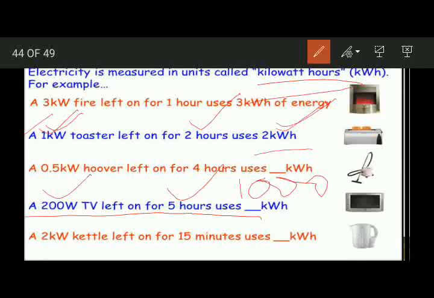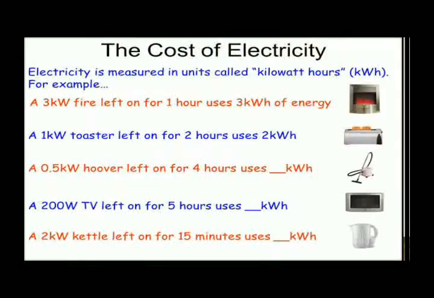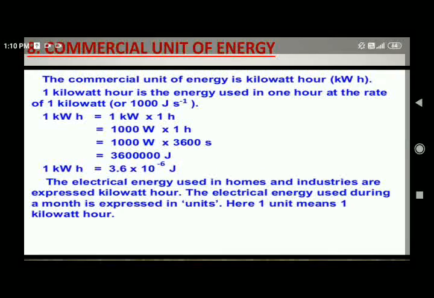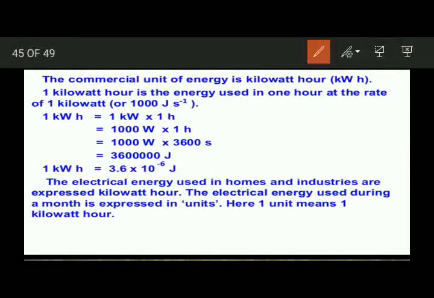A 2 kilowatt kettle left on for 15 minutes. We convert 15 minutes into hours by dividing by 60 and we get 1 by 4, or 0.5 kilowatt hour. So we can define the commercial unit of energy as the kilowatt hour. 1 kilowatt hour is the energy used in 1 hour at the rate of 1 kilowatt. It means 1 kilowatt hour is the energy of an appliance which is running for 1 hour and consuming power of 1 kilowatt.